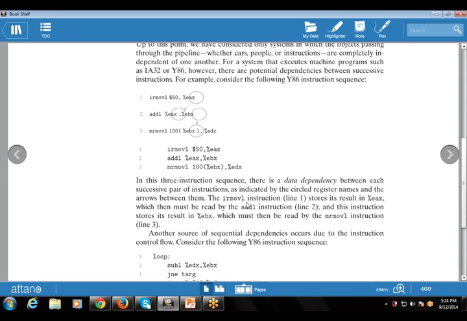These are the examples. The move instruction stores its result in the EAX, which then must be read by the ADDL instruction, that is line 2, and this instruction stores its result in the EBX. So first of all, one instruction is executed and stores the output in EAX. Then the next instruction is executed and stores the output in EBX. Then this instruction stores its result in the EBX, the second one, which must then be read by the MOVL, that is your third instruction. So these are all instructions that are carried forward or used line by line, dependent on one another, that is your data dependency.